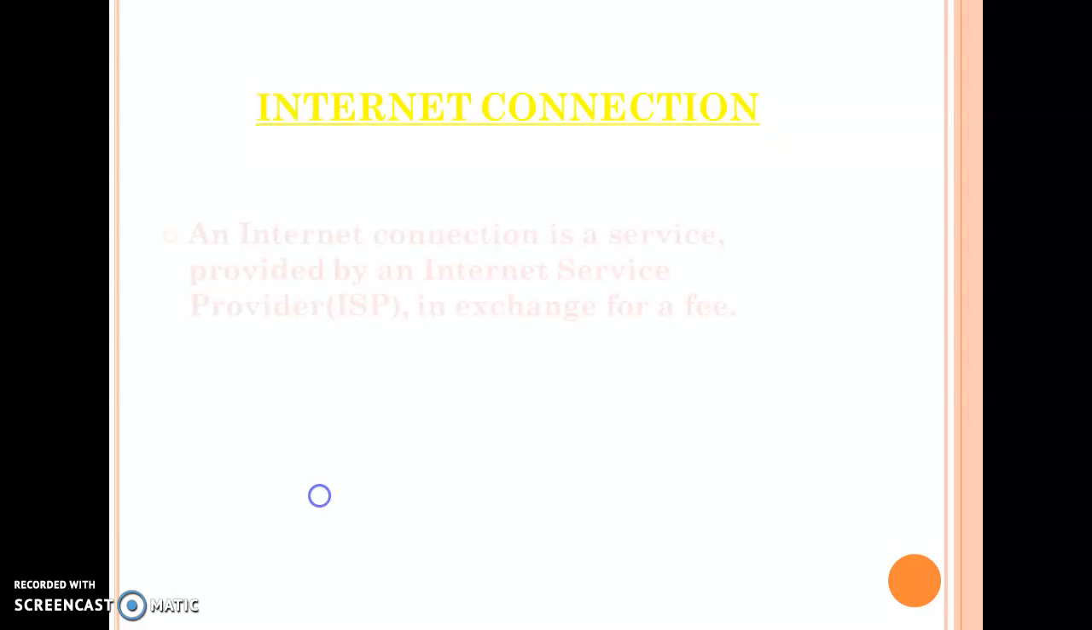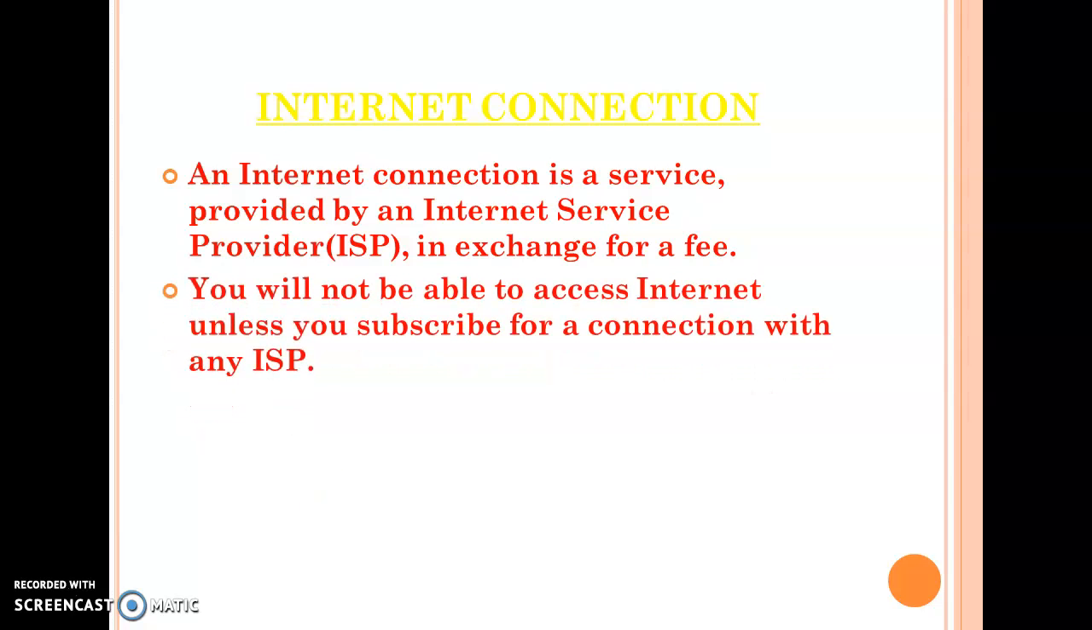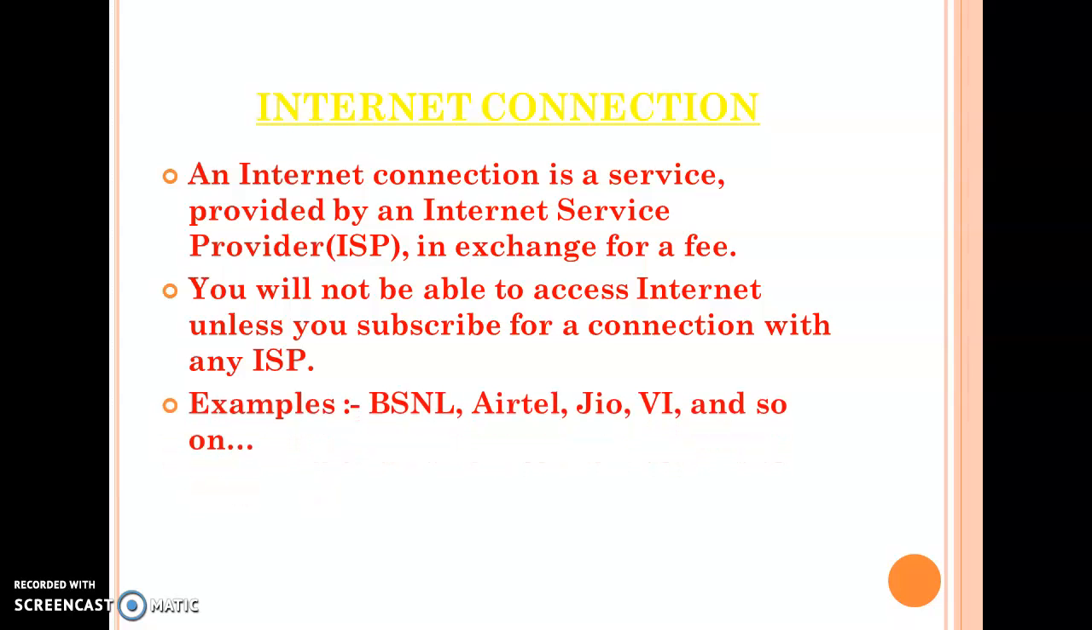What is internet connection? An internet connection is a service provided by an internet service provider in exchange for a fee, which means the telephone companies that provide us the internet connection like Airtel, Jio, Vodafone Idea and so on. These companies are the ISP, Internet Service Provider. You will not be able to access internet unless you subscribe for a connection with an ISP. Examples: BSNL, Airtel, Jio, VI, that is Vodafone Idea, and so on.